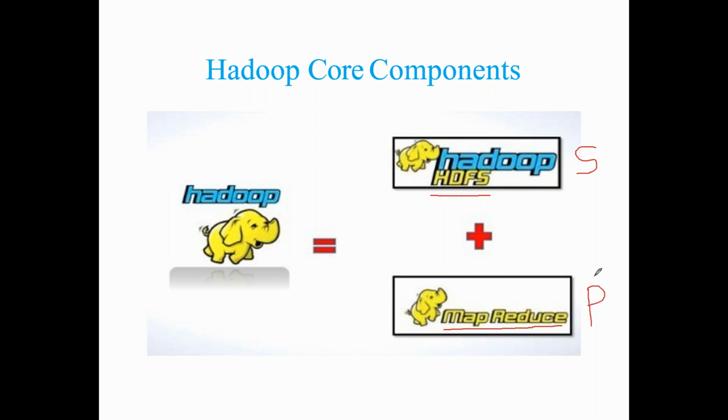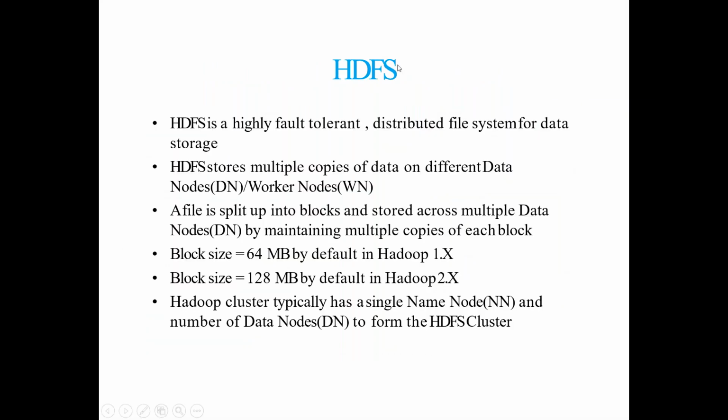So whatever big data is stored on Hadoop Distributed File System, all that can be processed with the help of MapReduce. So in a nutshell, Hadoop is always a combination of two core components put together, such as HDFS and then MapReduce. Now let us try to understand more about each of these core components. First, let's talk about HDFS. What is HDFS? HDFS stands for Hadoop Distributed File System.